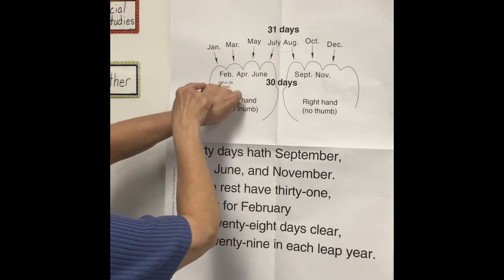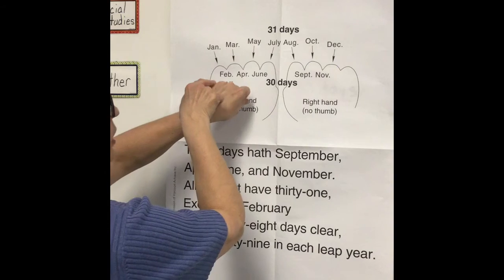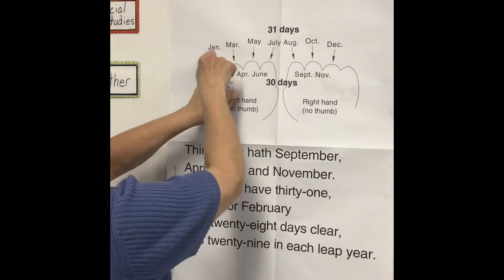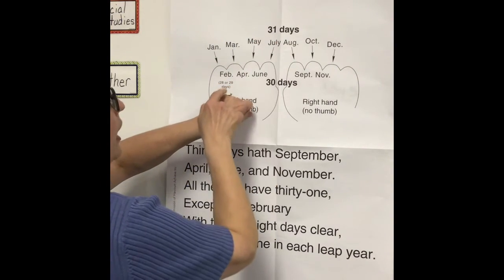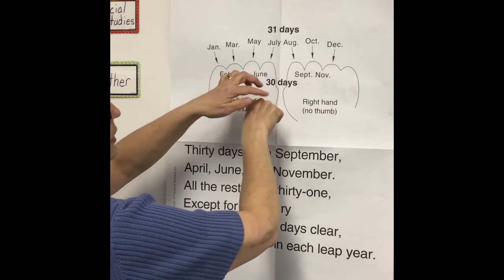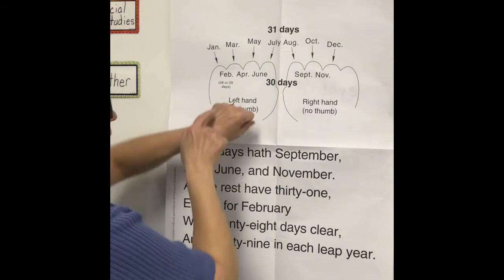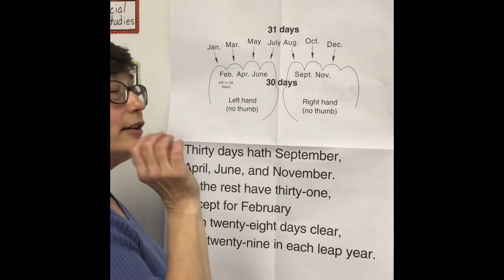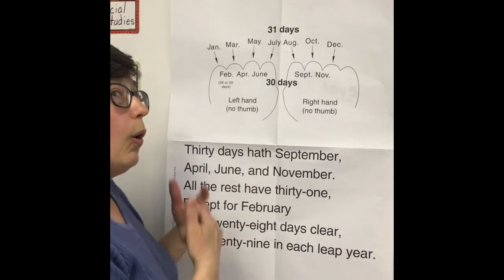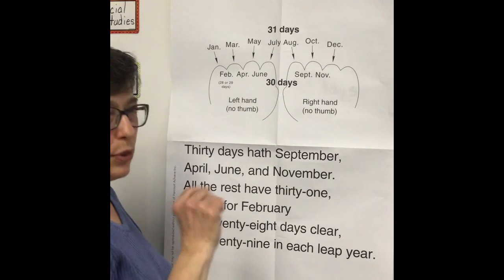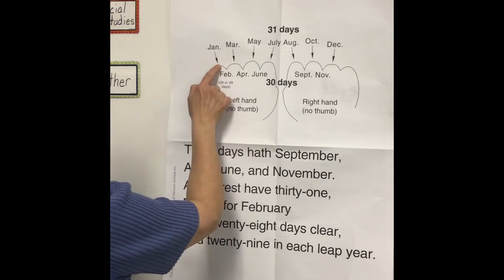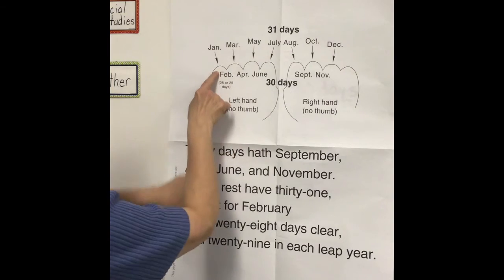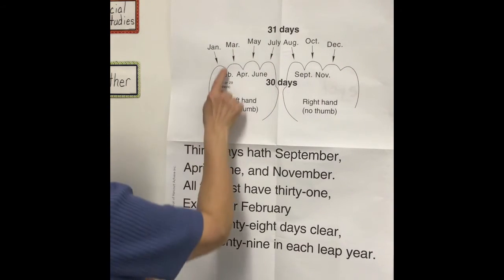So on your first knuckle, you would start here. January, that's on a knuckle, so you know that is 31 days. Every knuckle that you count is 31 days. If it's in the little groove in between your fingers, then that's either February, the short month, or the other 4 months that have the 30 days. So let's look. Here on your knuckle would be January, so that's 31 days.